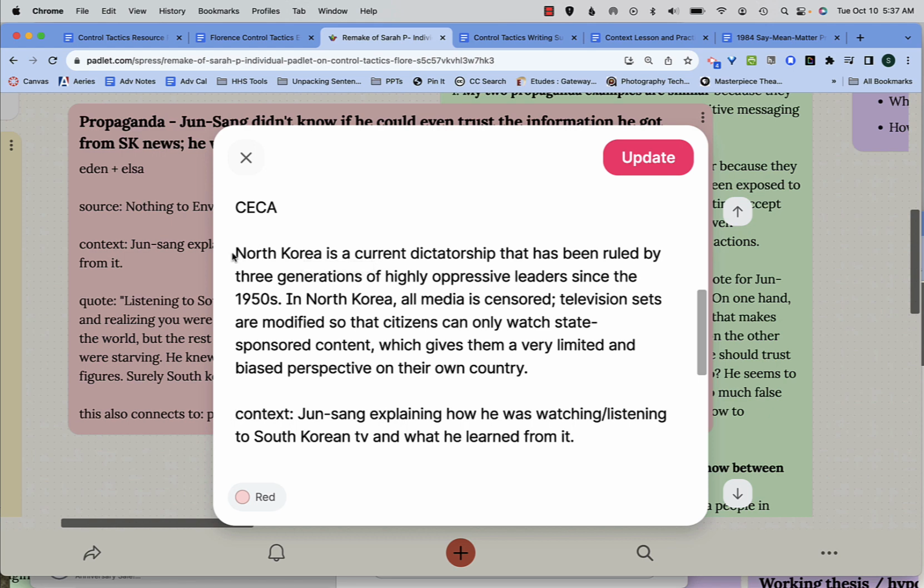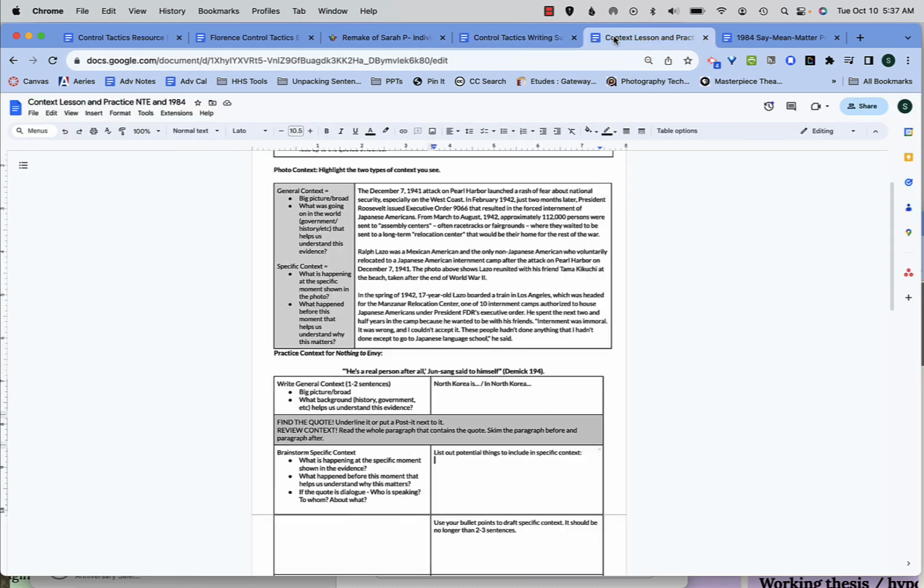This is what it sounds like. North Korea is a current dictatorship that has been ruled by 3 generations of highly oppressive leaders since the 1950s. In North Korea, all media is censored. Television sets are modified so that citizens can only watch state-sponsored content, which gives them a very limited and biased perspective on their own country. There's my general context.